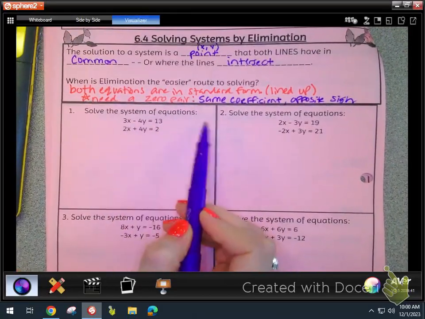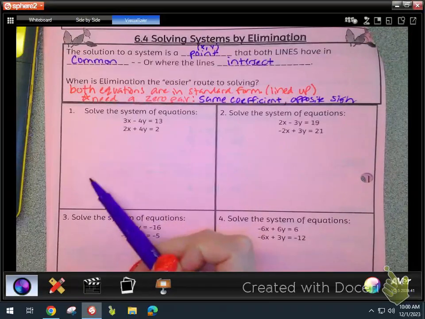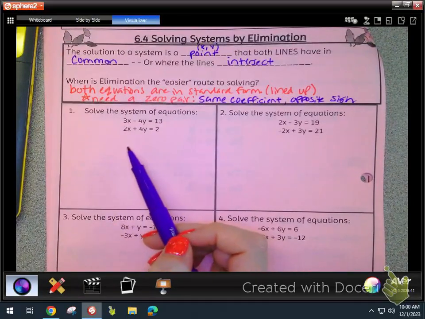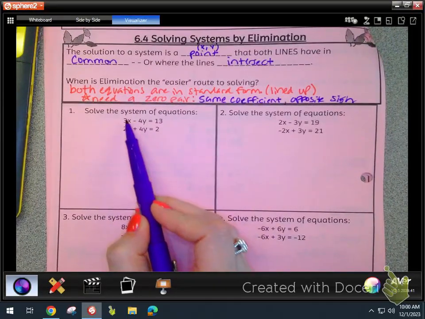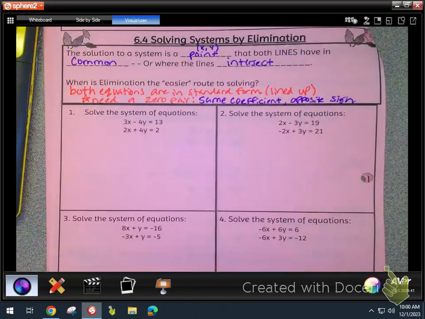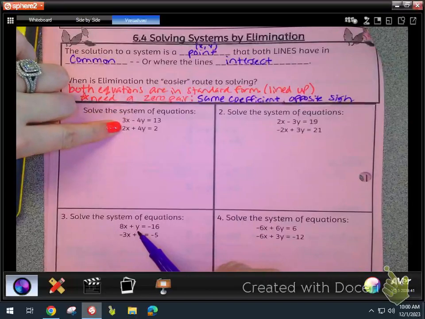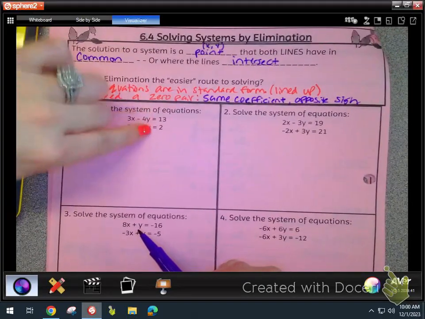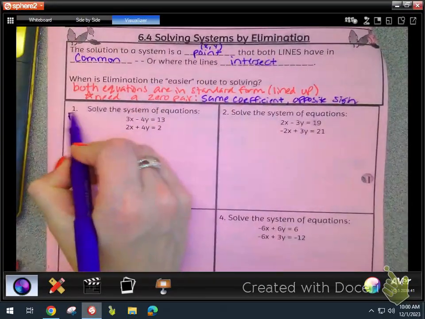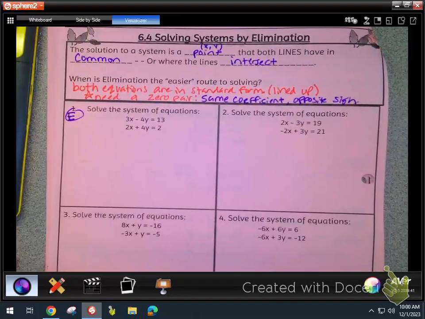So it says solve the system of equations. Same instructions that we've been doing for the past 3 days. But let's look at our setup. Both of my equations are in standard form. X and y are both on the left-hand side. So you see how they're lined up? X over x, y over y, equals number. So this is making me think I should do the elimination method. That's the first thing. You've got to decide which way.